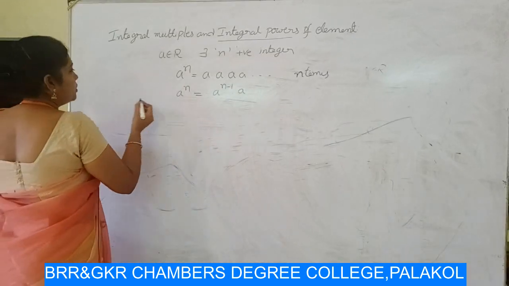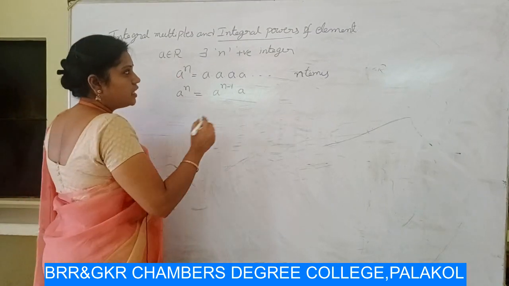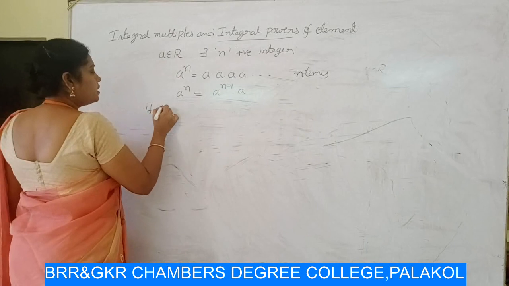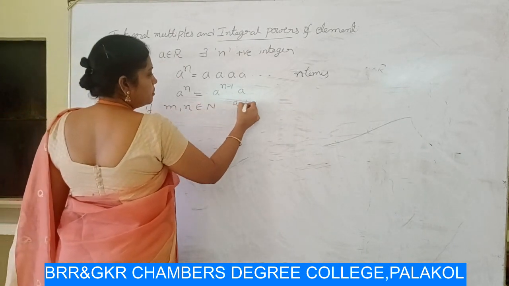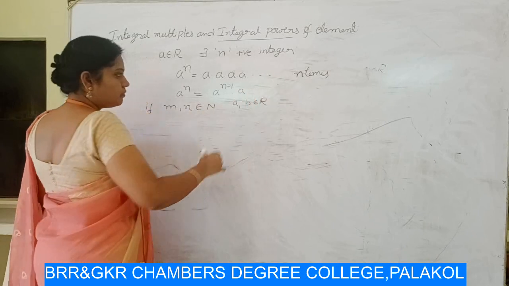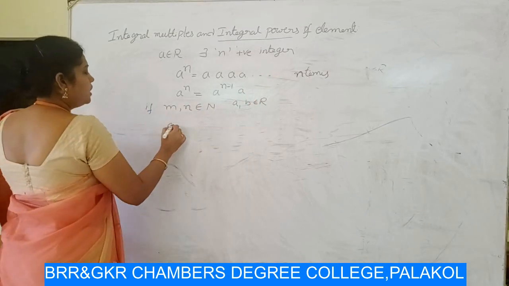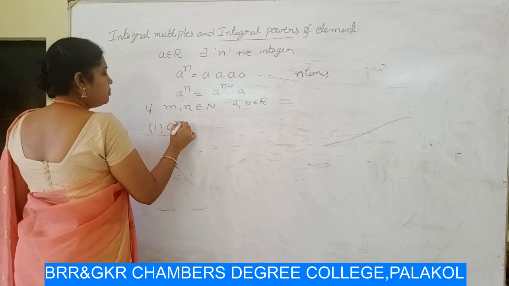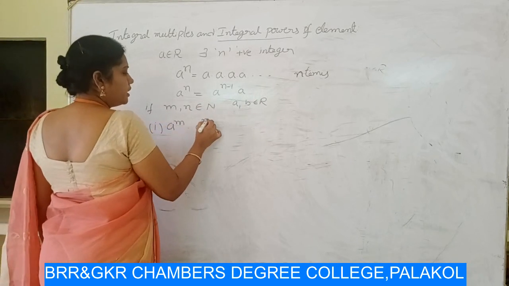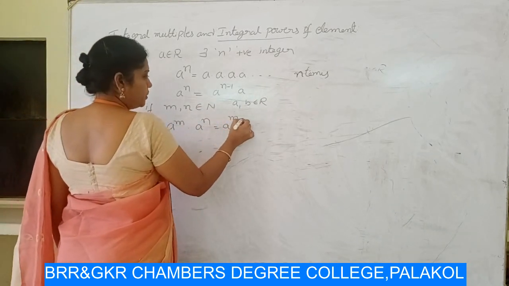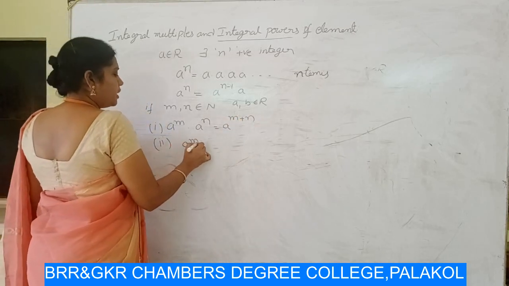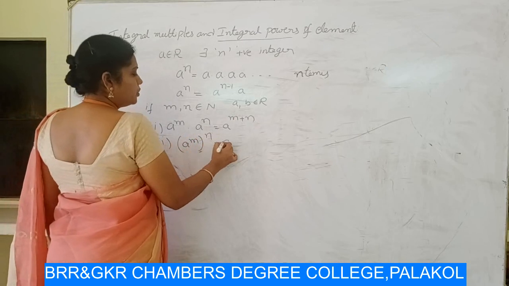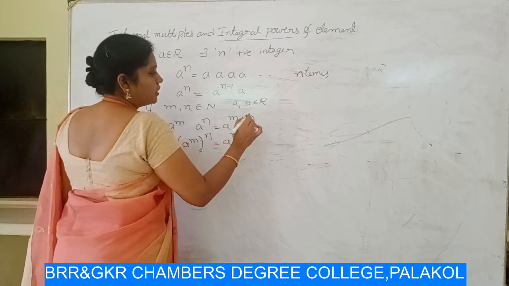And we have some more properties for the integral powers of an element: if m, n are two positive integers belonging to N and a, b belong to R, we have first, a power m into a power n is equal to a power m plus n, and second property is that a power m whole power n is equal to a power mn.